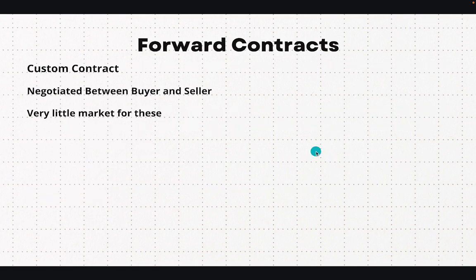Forward contracts. Basically, this is a custom contract between 2 people. It's negotiated between a buyer and seller, and there's very little market for these because they are highly customized.